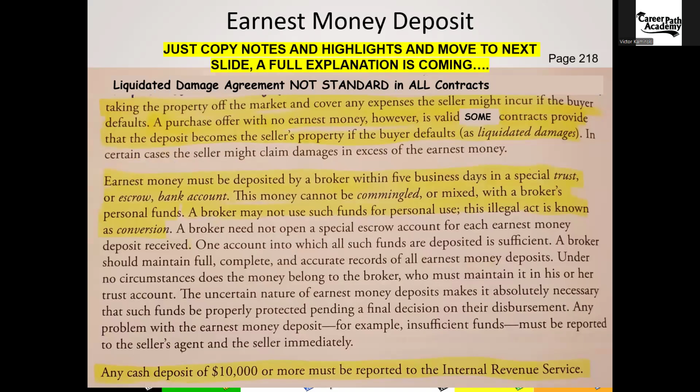Okay, so on page 218, this is a continuation of that earnest money deposit. I want you to write at the top of the page, liquidated damage agreement, not standard in all contracts. And I want you to replace the word, I forget what word it is that they have here. It may be all contracts. You should write some. It's good to have one of those whiteout inks.